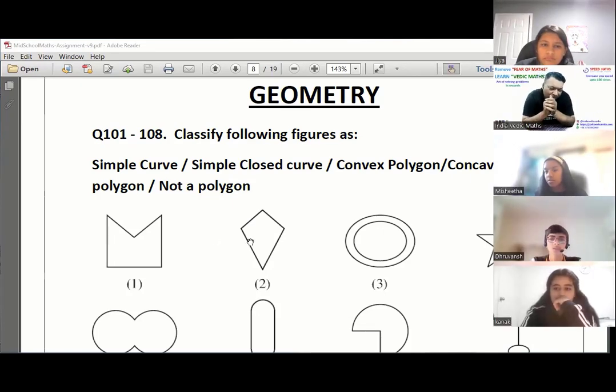Simple curve, closed curve, open curve, closed curve and polygon, simple and complex. If a straight line is there, then polygon, otherwise curve. Simple curve or complex curve: when there's a crossing of the curve, it is complex. And open and closed, you know. So 101 to 108, no problem.